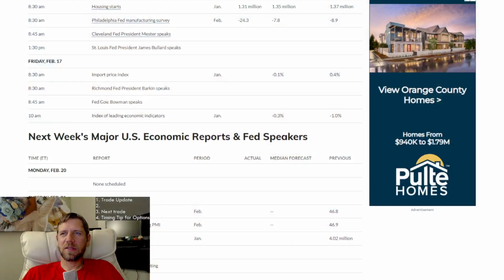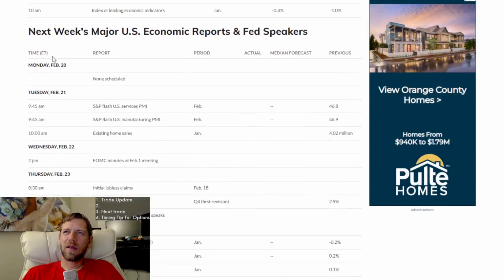Now, if you're trying to time trades in general, obviously you're not going to be the only one that does this, but if you want a little bit of an edge, you want to be timing trades in between non-events, right? Especially if you're trying to collect premium. On Monday, there's absolutely nothing happening. On Tuesday, pretty much nothing.